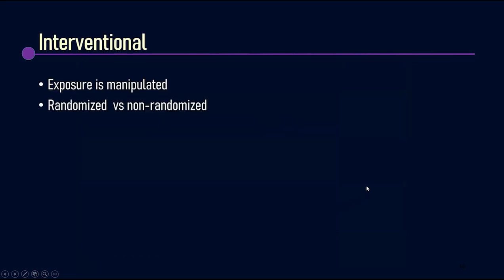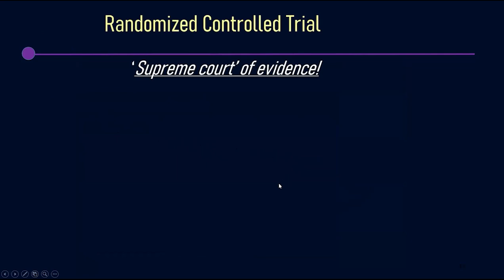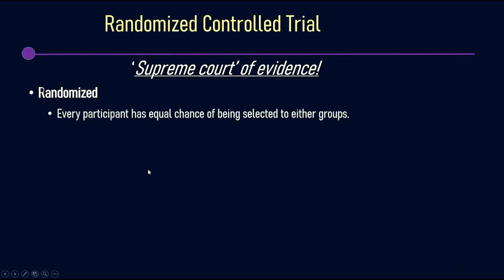Briefly, let's discuss the interventional studies. As I said earlier, in an interventional study, the exposure is manipulated and they can be randomized or non-randomized. Randomized control trials are called the Supreme Court of evidence because they generate the highest grade of evidence. The three terms randomized, control, and trial merit explanation here. Randomized means that every participant in the sample has an equal chance of being selected to either group, so that you ensure equal distribution to the study arm or experimental arm.